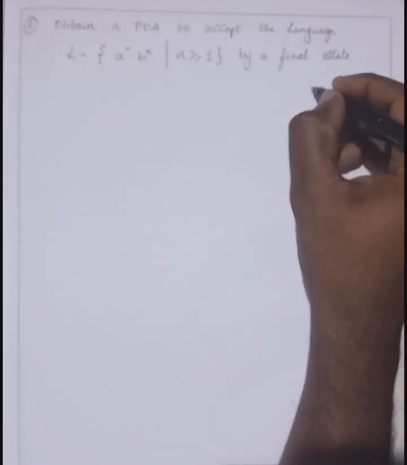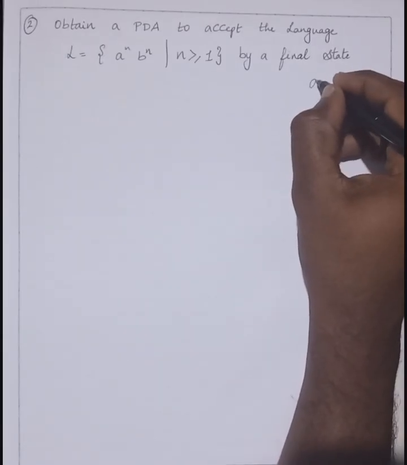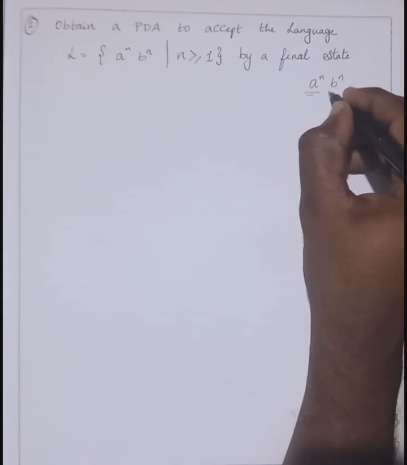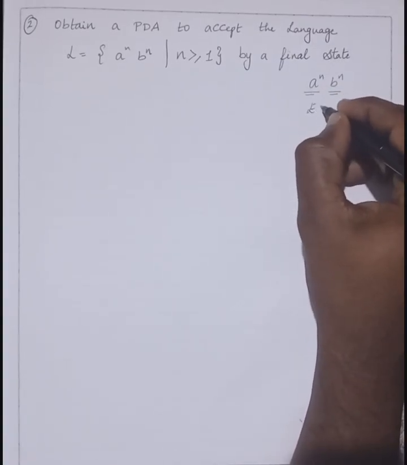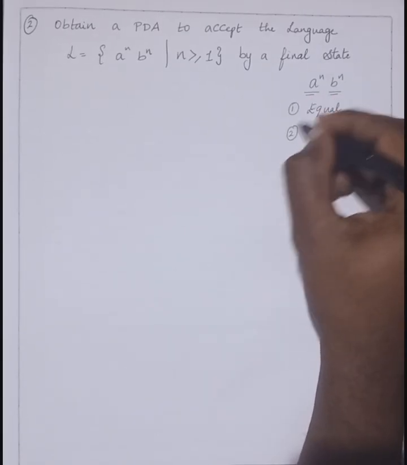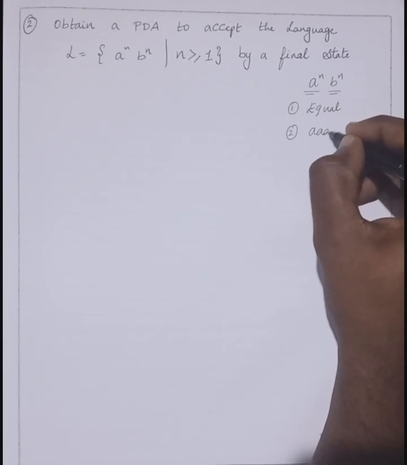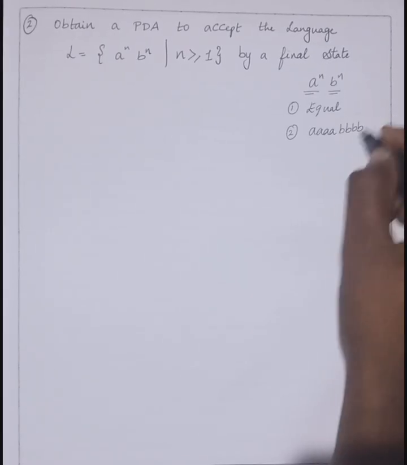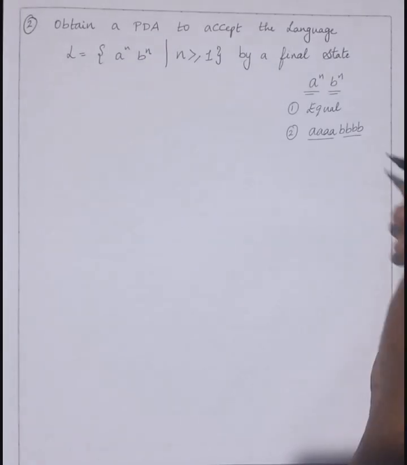So here we want to consider two logics. One is a to the power of n, b to the power of n means the number of a's and the number of b's should be equal. That is the first condition. And the second condition is it should start with a, take all the a inputs, and then follow with the b inputs. Okay, so these are the two conditions we should take.